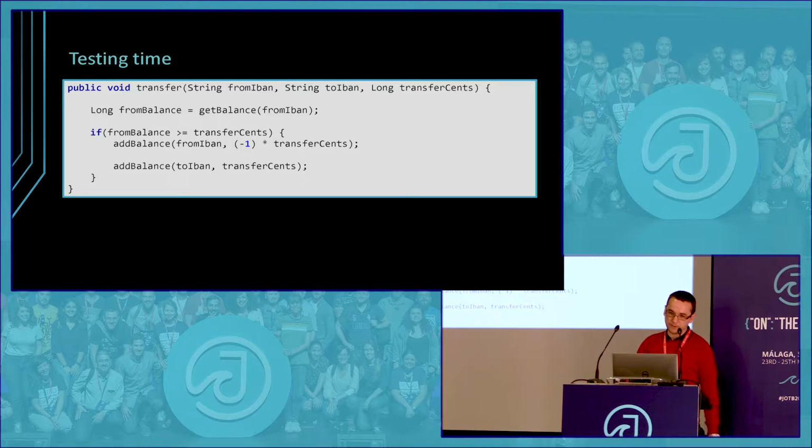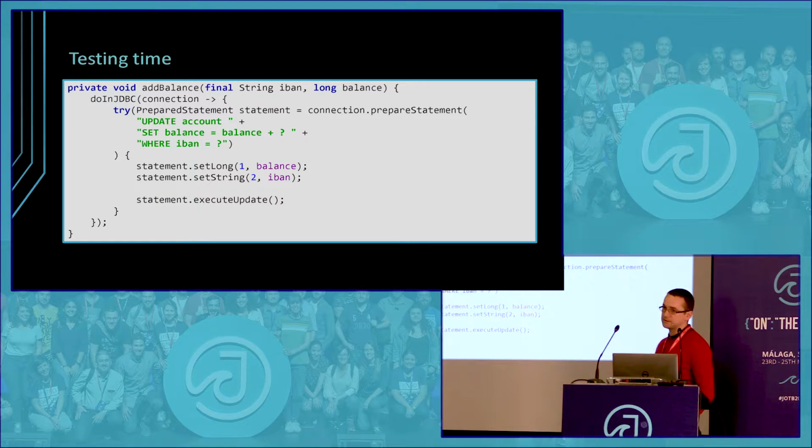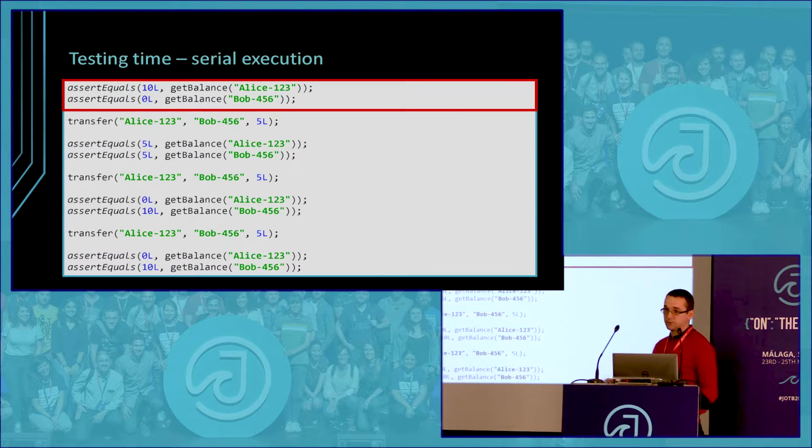It's pretty simple. The get balance is just a very simple implementation where you just check the balance in that particular account. And then when you add the balance, you just have a single update statement that does that. It's pretty straightforward. And you even write a test for it, because that's what we're supposed to do.